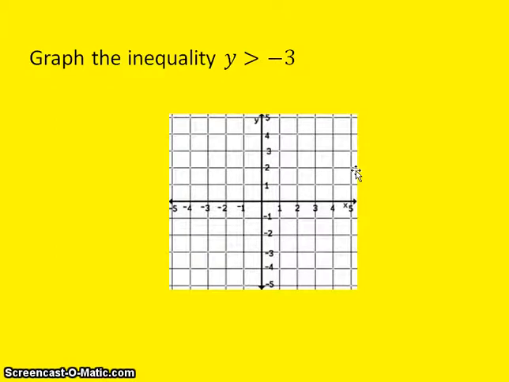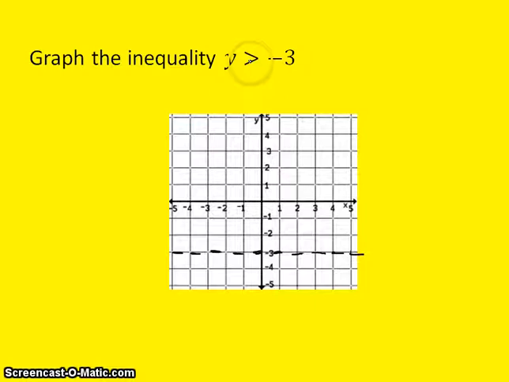The next example, we want to do y is greater than negative 3. So it's going to be a dotted line. So I'll make note of that in my head, a dotted line at y equals negative 3. So it's horizontal. Maybe dotted or maybe dashed is a better word than dotted. But at negative 3, I'm going to put a dashed or dotted line.